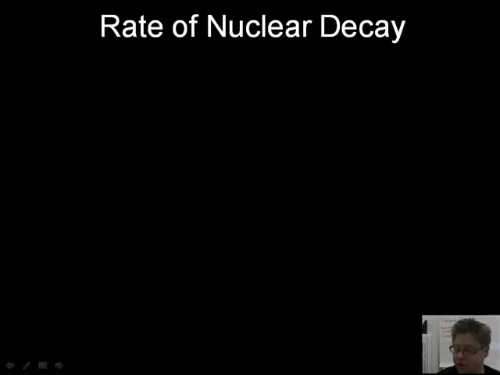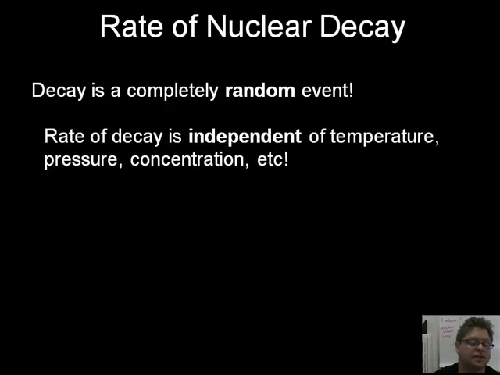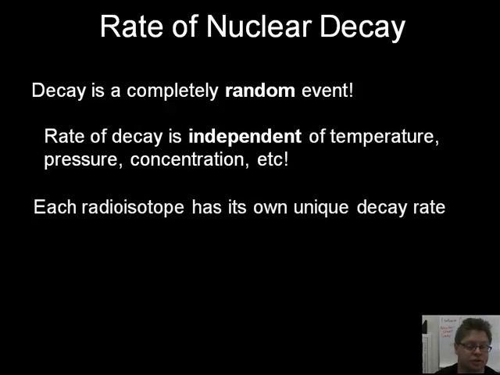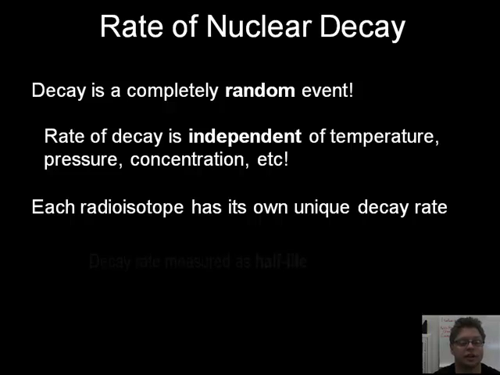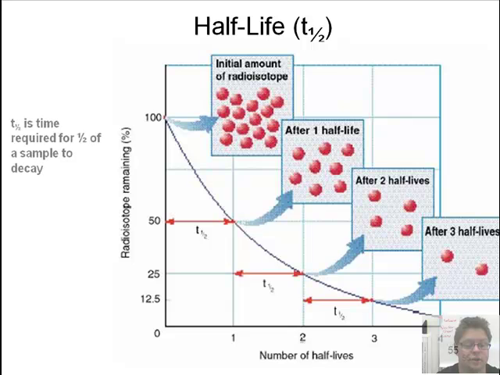The rate at which nuclear decay happens is completely random. The rate is independent of temperature, pressure, concentration. Each radioisotope has its unique decay rate, and decay is measured as what's called a half-life. So you start with a certain amount of a sample. When half the sample is gone, that's called the half-life period. It doesn't just disappear, it changes into another isotope. And sometimes that isotope can be radioactive, and you can keep going and going.